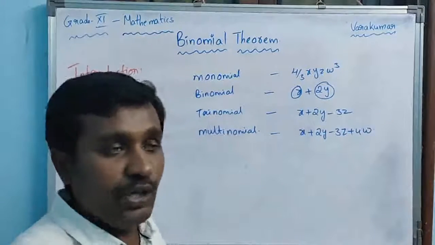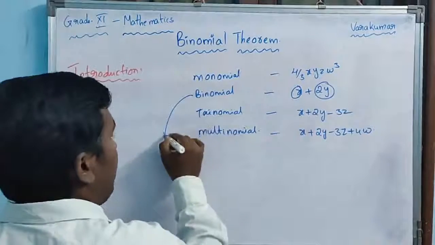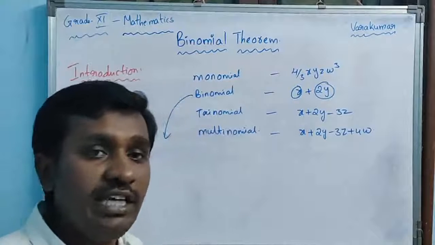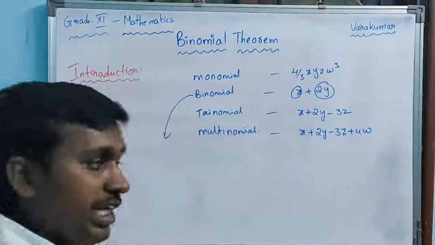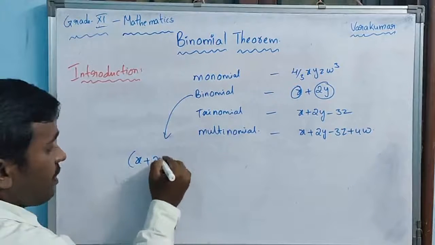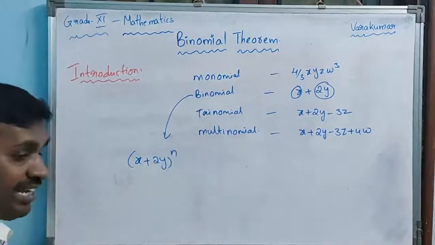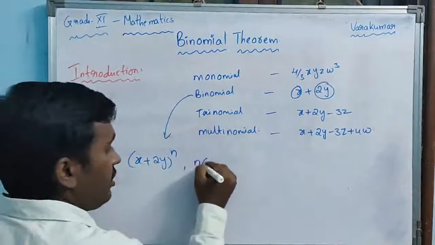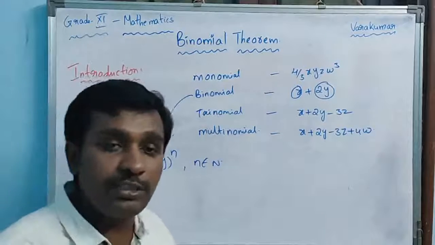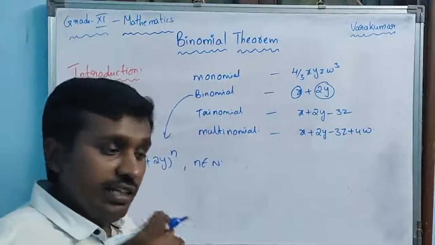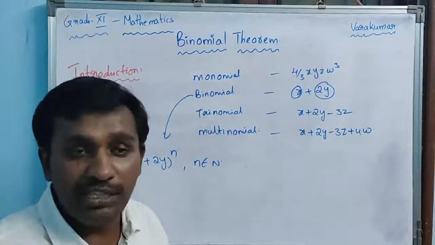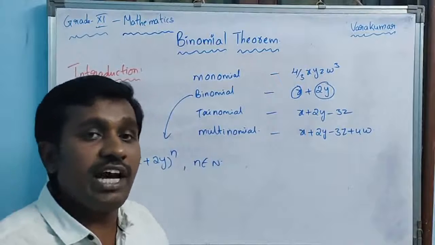Now forget about all this, we don't want it. So come to the binomial. An algebraic expression which has only two terms is called a binomial. For example, I am going to take x plus 2y to the power n, where n belongs to N. Now you are going to expand it. The expression or the series that you get, described by the binomial, is called the binomial theorem. Actually, this was given by Sir Isaac Newton.